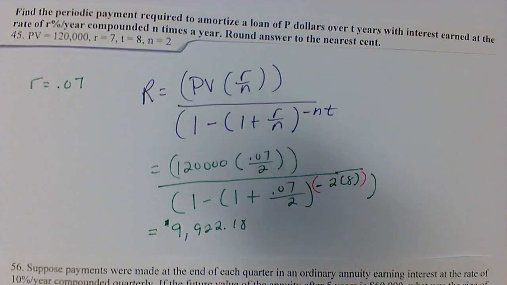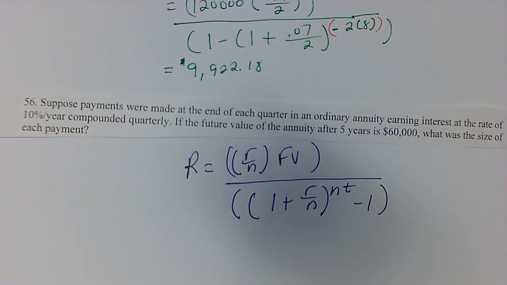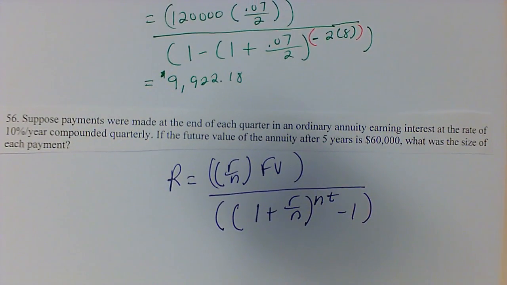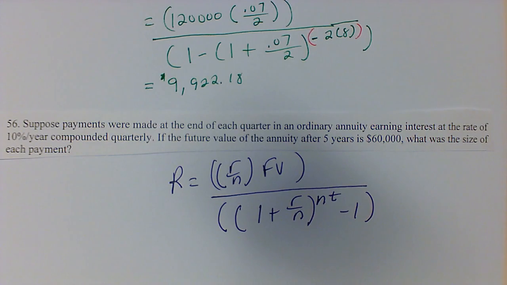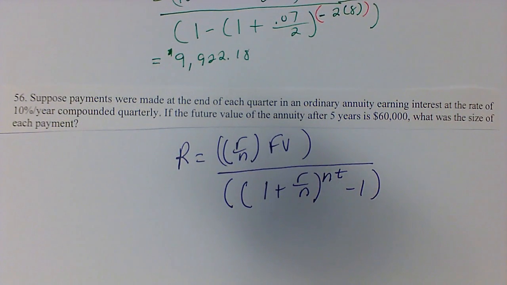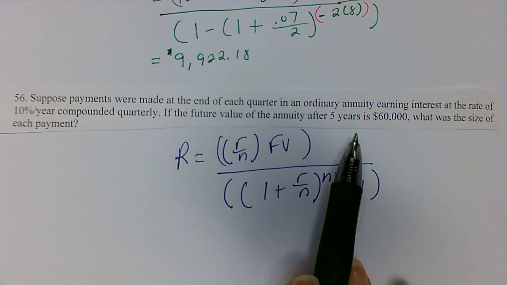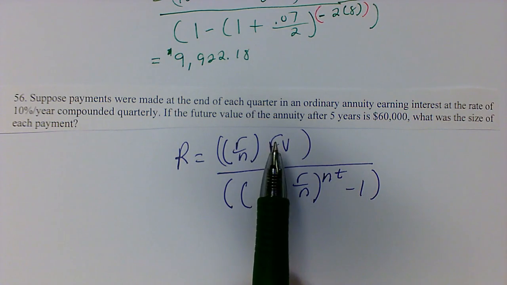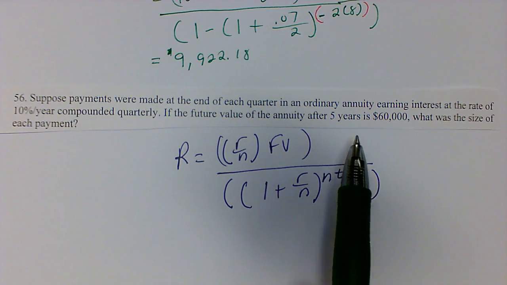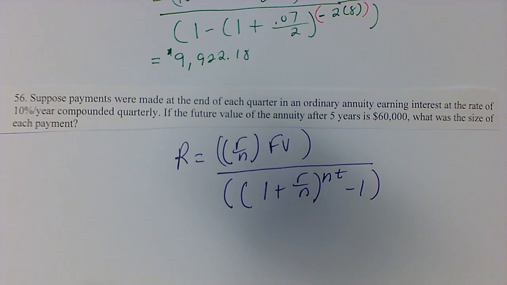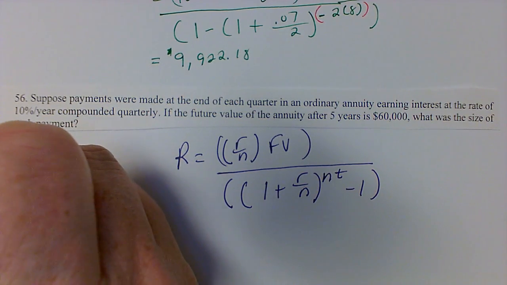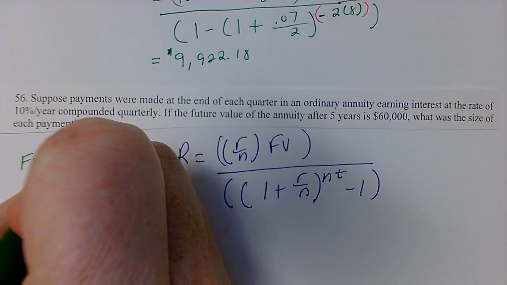Now, another problem we're going to look at is: suppose payments were made at the end of each quarter in an ordinary annuity, earning interest at the rate of 10% per year compounded quarterly. If the future value of the annuity after 5 years is $60,000, what was the size of each payment? So in this case, we need to figure out what our values are. Now, we're looking at a future value because of what we're trying to do here. So the future value is going to be equal to 60,000.